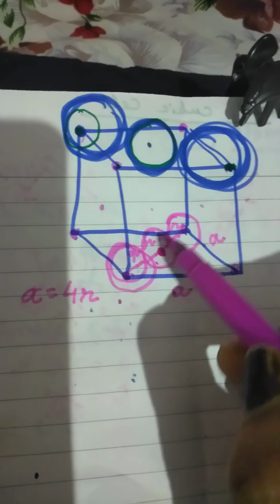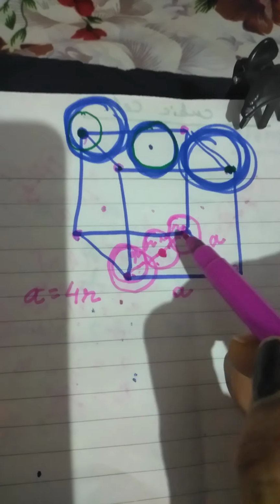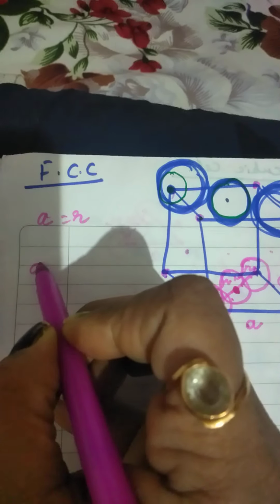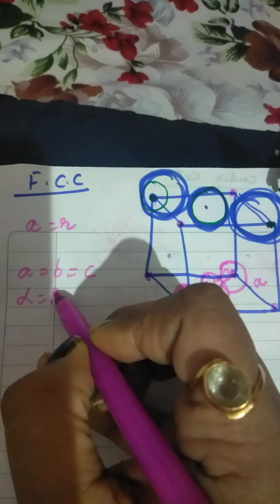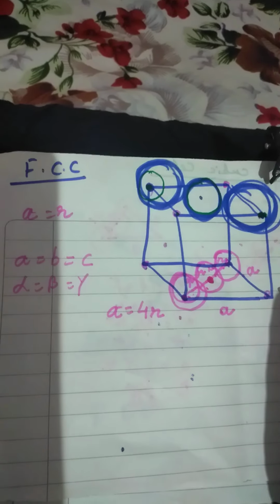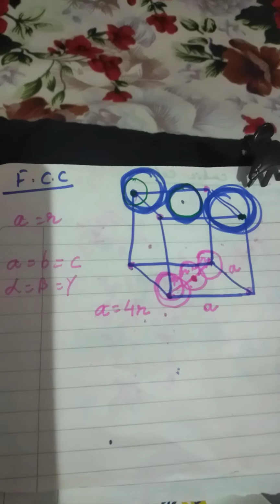Suppose we consider this triangle. And what I told you, that in case of cubic system, A equals to B equals to C, means all the edges are same because we are considering cubic system, and alpha is equals to beta equals to gamma, means all the angles are same. So here it is very easy for you to calculate, and suppose we have Pythagoras theorem, that will give you A square plus B square equals to C square.